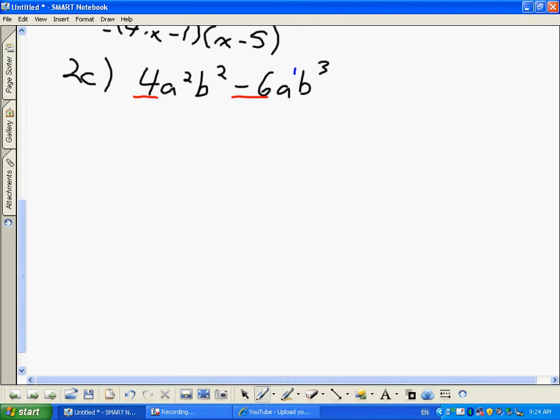Like I said in the 2a, you can take out a negative number, or you can take out a positive number. If you did it either way, I'm still going to give you the mark, okay? Do whatever you feel most comfortable with. So a common factor for 4 and 6 is 2. So that means I'm going to divide both of those terms by 2.